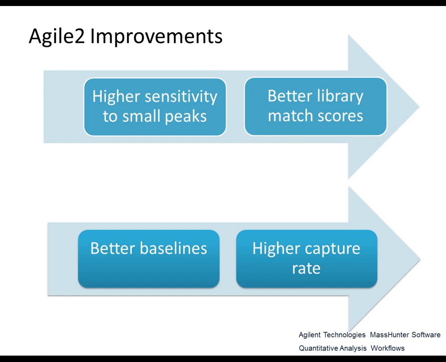A couple of benefits of Agile2 that I'll point out. First, higher sensitivity to small peaks, and we can see that because we see better library match scores in a statistical sense. The idea being when it finds those small peaks and returns a library score that's a good match, we've got the right peak. Another benefit is better baselines, and with better baselines you can get a higher capture rate from your chromatogram because it can follow that local baseline.